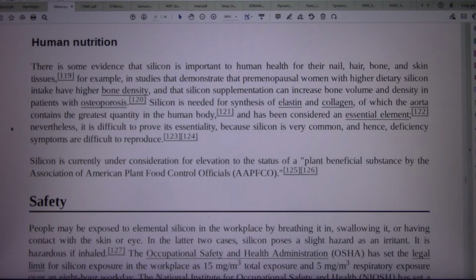Silicon is needed for synthesis of elastin and collagen, of which the aorta contains the greatest quantity in the human body, and it has been considered an essential element. Nevertheless, it is difficult to prove its essentiality, because silicon is very common, and hence deficiency symptoms are difficult to reproduce. Silicon is currently under consideration for elevation to the status of a plant beneficial substance by the Association of American Plant Food Control Officials, APFCO.